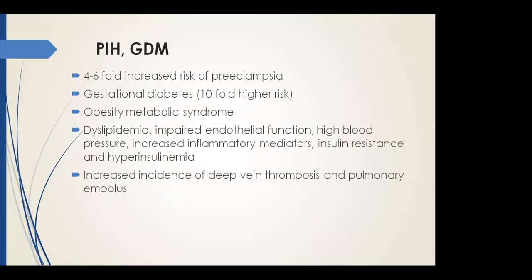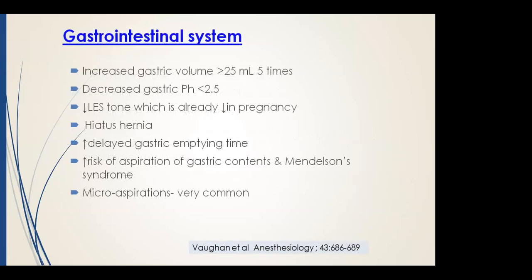There is a 4 to 10-fold increased risk of preeclampsia, GDM, metabolic syndrome, and pulmonary embolism, which has been documented as a cause of sudden maternal deaths in obese parturients. Wogan et al. have found that 60% of obese parturients had microaspirations, due to increased gastric volume, decreased gastric pH, and delayed gastric emptying time. These patients are at high risk of Mendelsohn syndrome, and hence anti-aspiration prophylaxis should be stressed more.